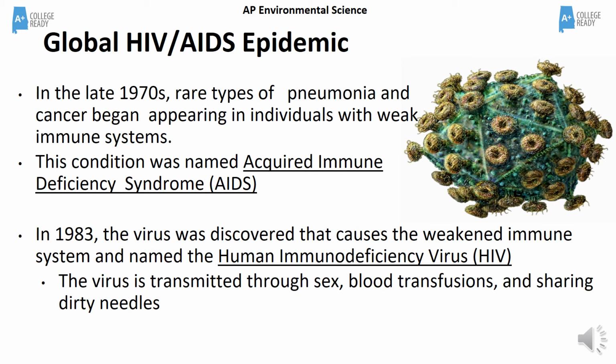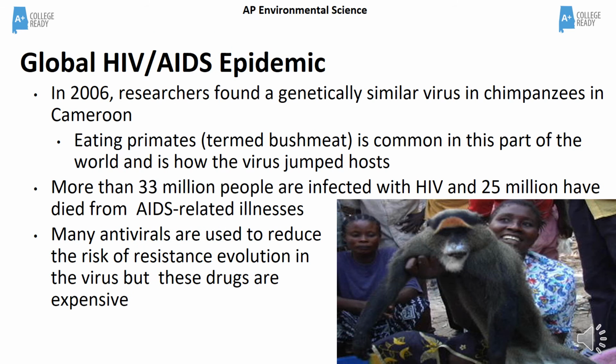In the late 1970s, rare types of pneumonia and cancer began appearing in individuals with weak immune systems. The condition was named Acquired Immune Deficiency Syndrome. In 1983, the virus was discovered that causes the weakened immune system and named the human immunodeficiency virus. The virus is transmitted through sex, blood transfusion, and sharing dirty needles.